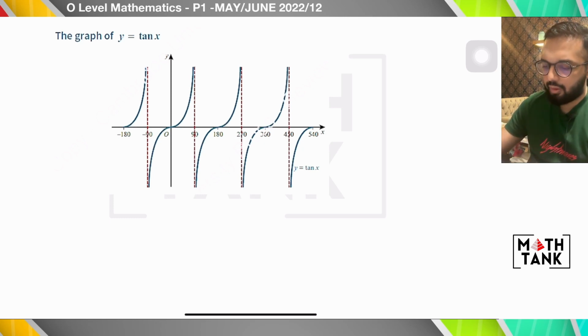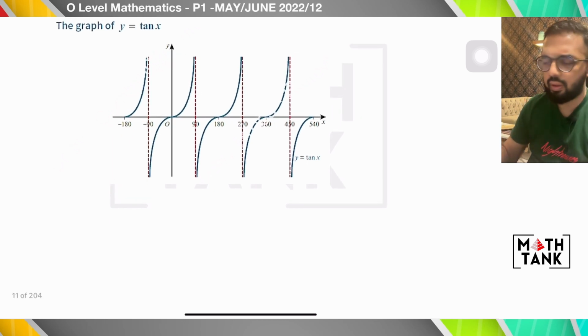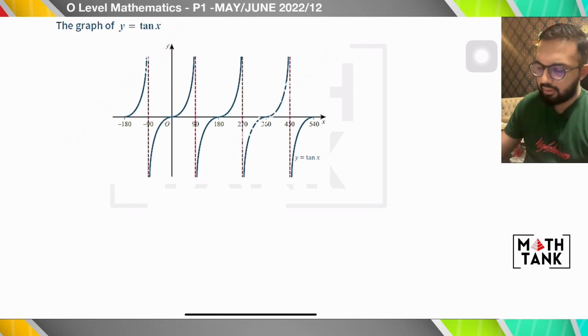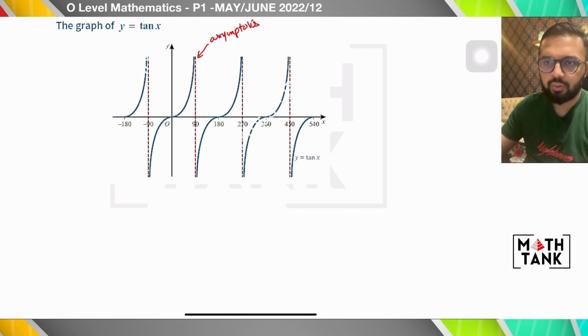So looking at this graph here, it looks very different from the sin x and cos x graphs. In order to understand the tan graph, let's first understand what these dotted lines are. These dotted lines are called asymptotes. You draw an asymptote when a function is going to infinity. So tan x goes to infinity at 90, then at 270, then at 450, and so on.